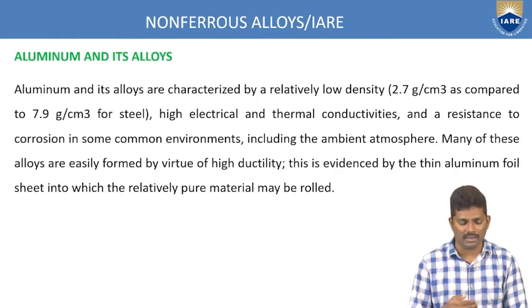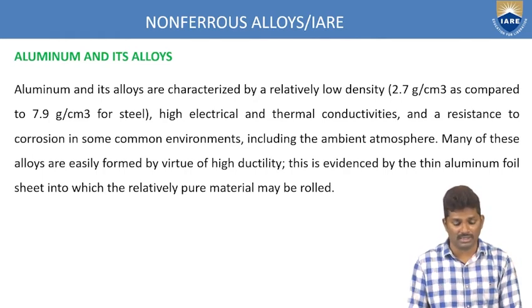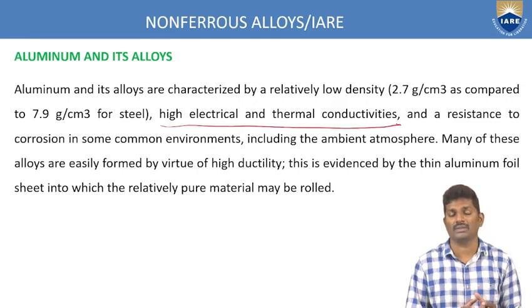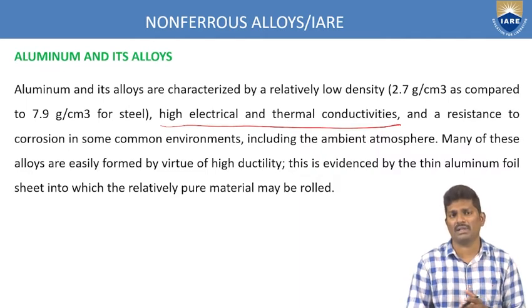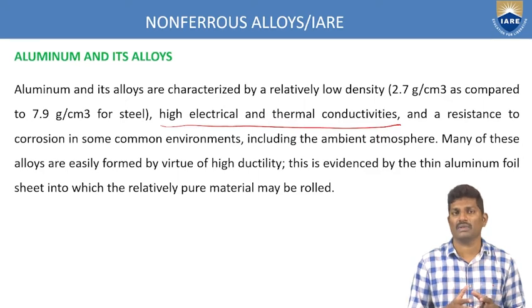So one of the non-ferrous is aluminum. So this has very low density and high electrical and thermal conductivity. So this is very important here. High electrical and thermal conductivities are very high. So this should be there for any type of material. So if it has high thermal conductivity as well as low density, then its efficiency or life cycle is very high when you compare with the ferrous materials.